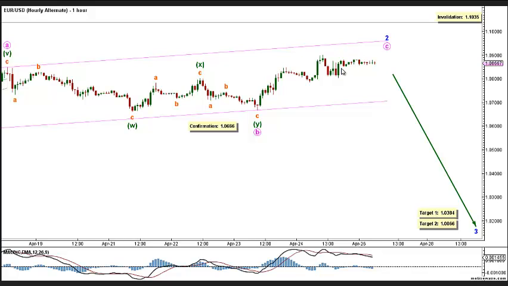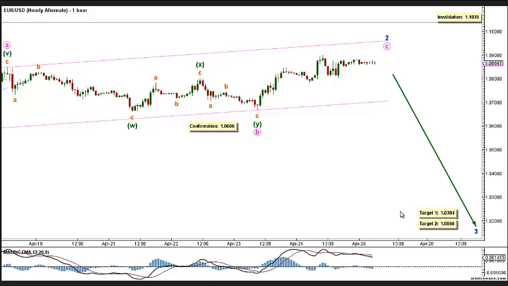So this count expects the euro soon to start moving toward the downside in minor wave 3, and this will be initially confirmed by movement below 1.0666 with further confirmation below 1.0520. So at 1.0384, minor wave 3 would reach 100% the length of minor wave 1, then at 1.0066 it would reach 161.8% of its length.